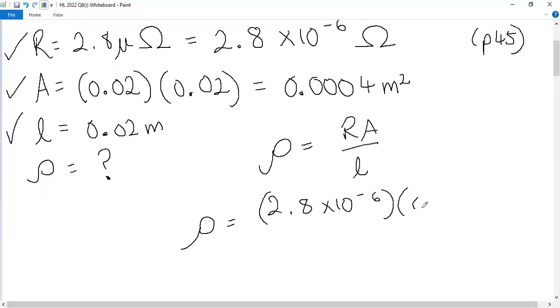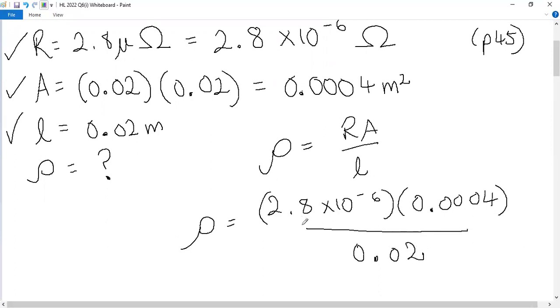I worked out my area was 4.0004. Now you could, if you felt comfortable, change that to scientific notation as well, but you don't need to. I'd say most people are happier just to make sure you're not missing a 0. And your length is 0.02, 2 centimeters, 0.02 meters. And you can put it all into your calculator.